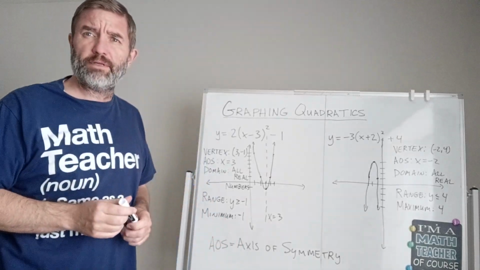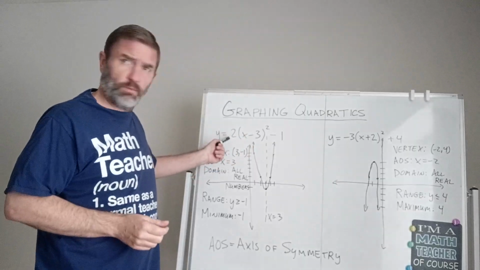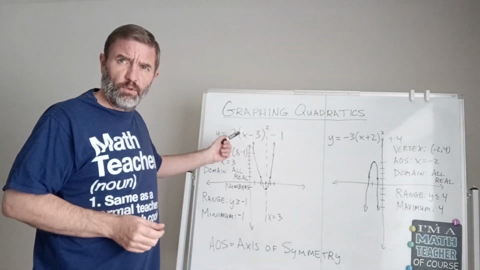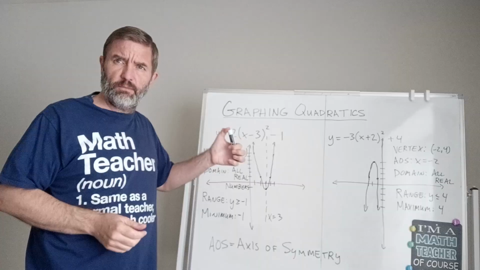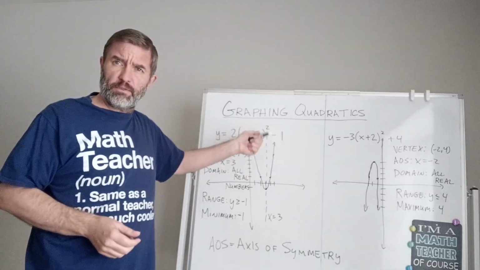Today we're going to go over graphing quadratics from vertex form. So this is what vertex form looks like. Remember, in one of my last videos we did completing the square to go from standard form to vertex form. This is why we like vertex form.